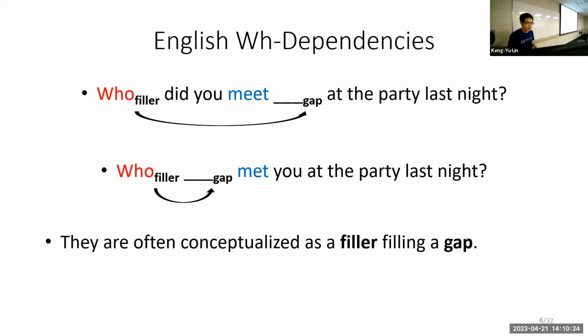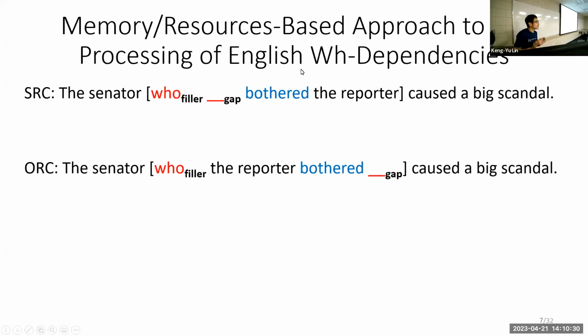And then we are going to focus. So now we are going to talk about some theories that account for how we process English WH dependencies. Before that, we know that a relative clause is a type of WH dependency sentence because it contains a WH word, and the WH word has to be associated with another word downstream, and the association can be adjacent or non-adjacent. So we are going to use relative clauses as an example.